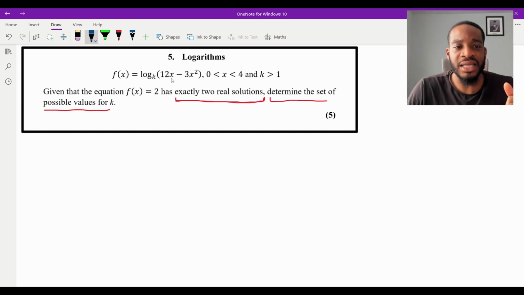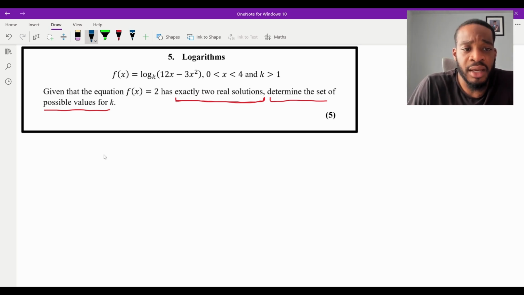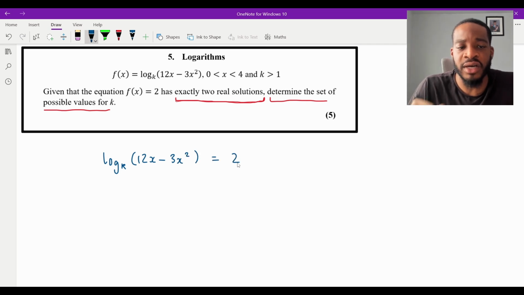Now, let's have a go at it. They've given us information: the equation f of x equals 2 has exactly two real solutions. So let's actually write out f of x equals 2. That is just going to be log of base k of 12x minus 3x squared is equal to 2. That would be my first line.